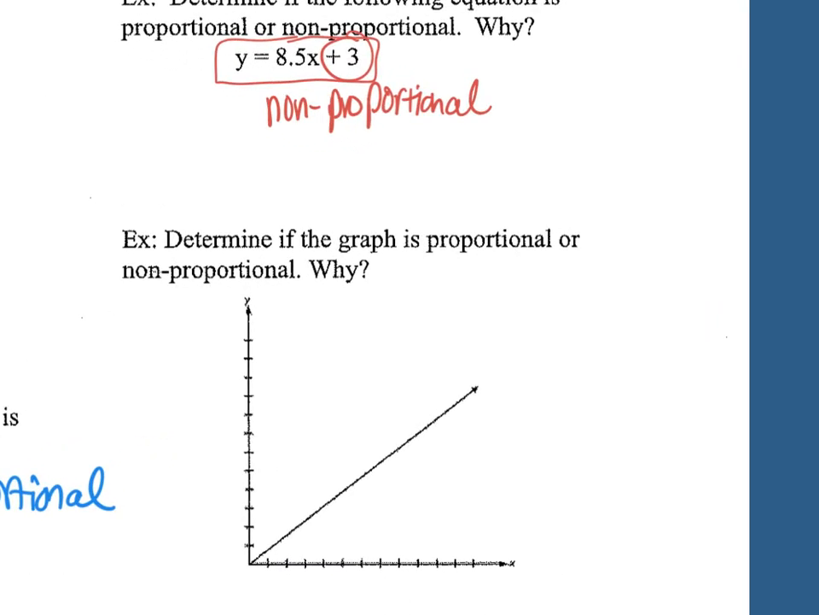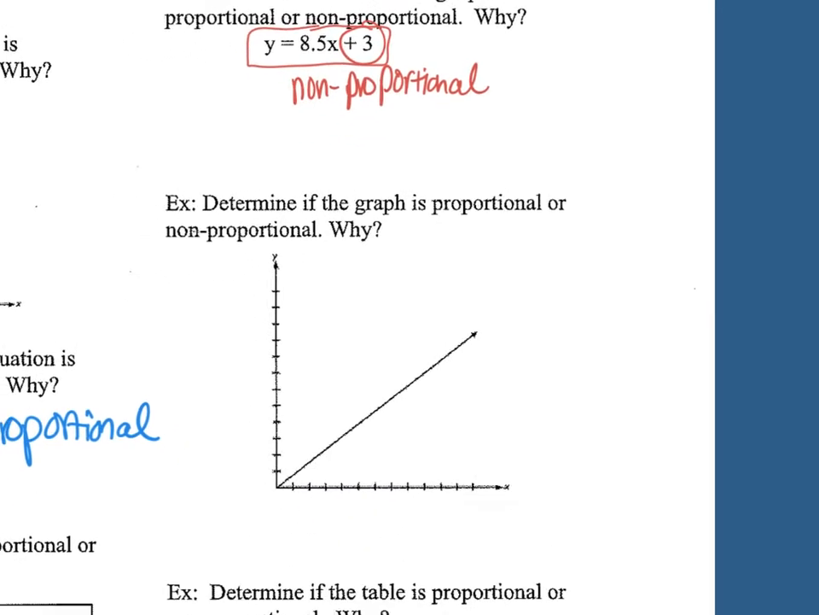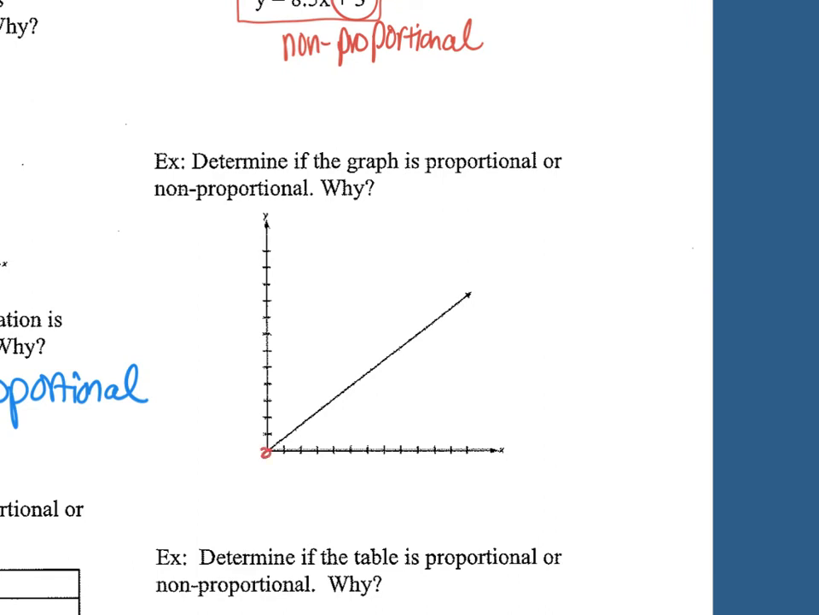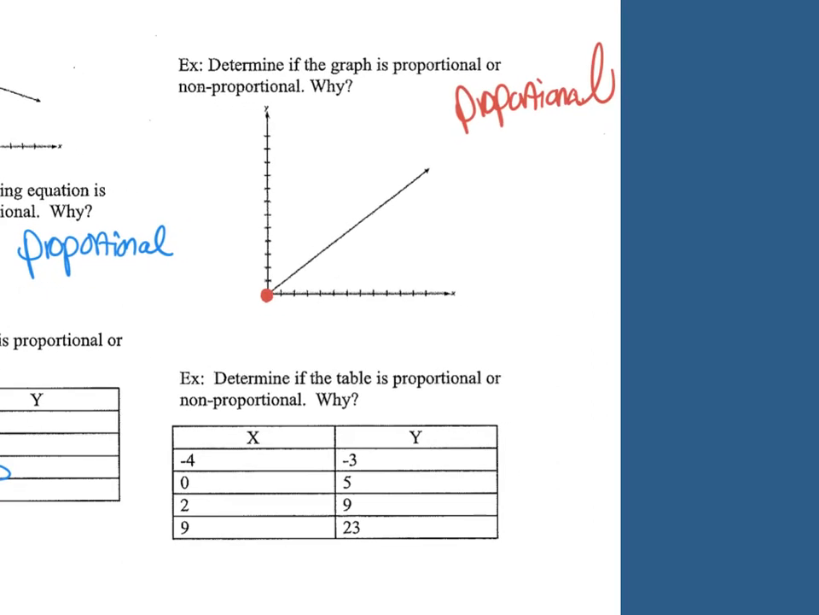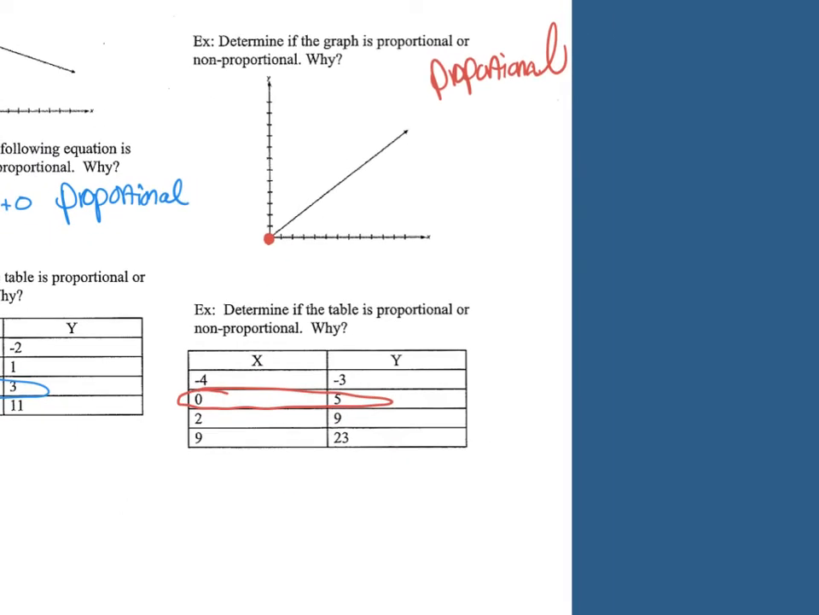Then the graph, determine if the graph is proportional or non-proportional. Proportional, why? It starts at 0, 0, or the origin. And the very last one, is this table proportional or non-proportional? Non-proportional. I found 0, but the corresponding y value was 5. It wasn't 0, so that makes it non-proportional.